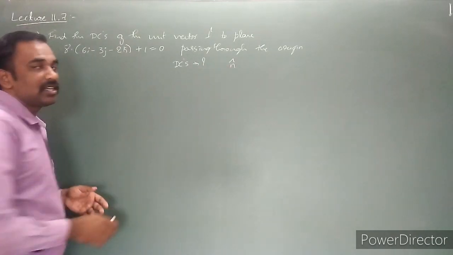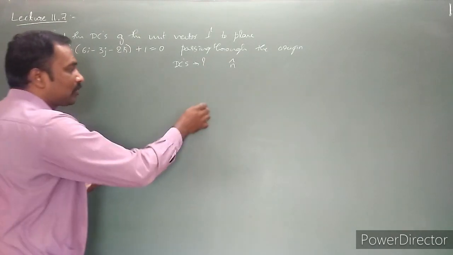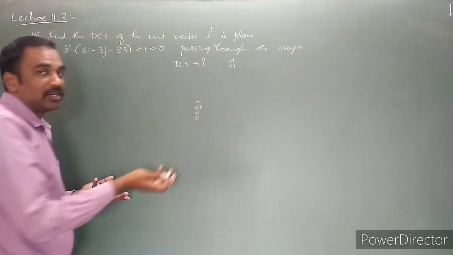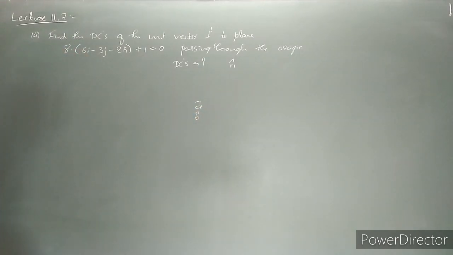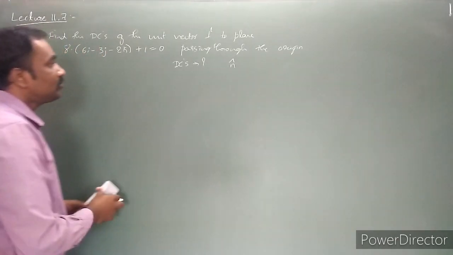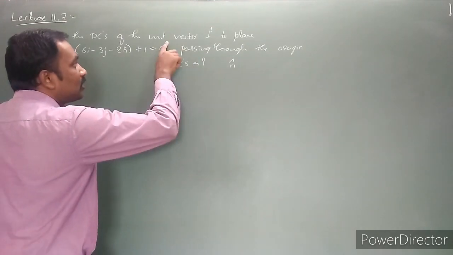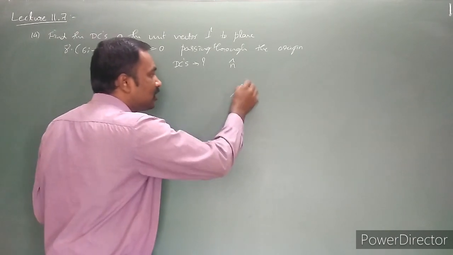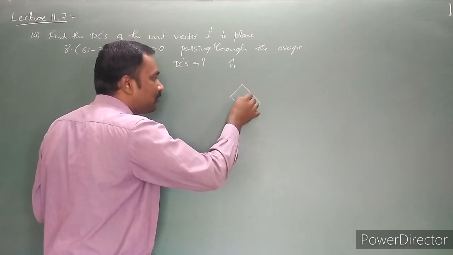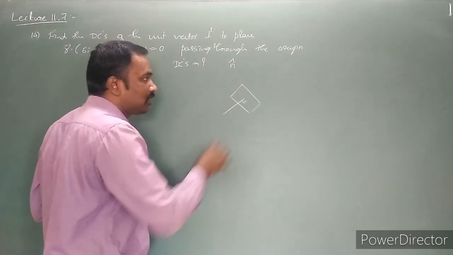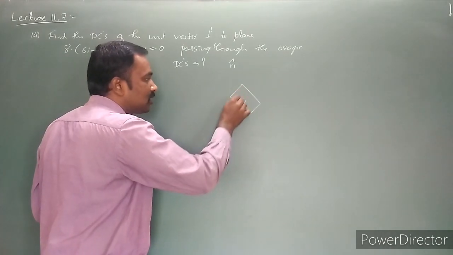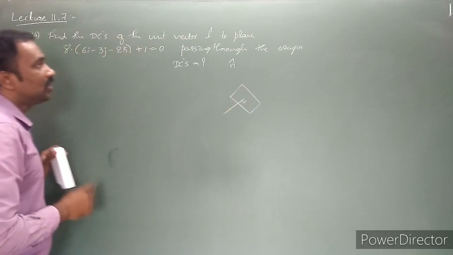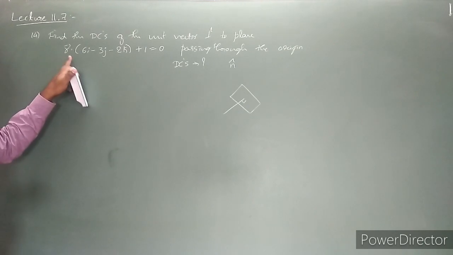Unit vector of what? Whether unit vector of A or unit vector of B, particularly we need the value. So unit vector from where? Unit vector perpendicular to the plane. That unit vector is perpendicular to the plane. This is the plane. This is the unit vector perpendicular to the plane.